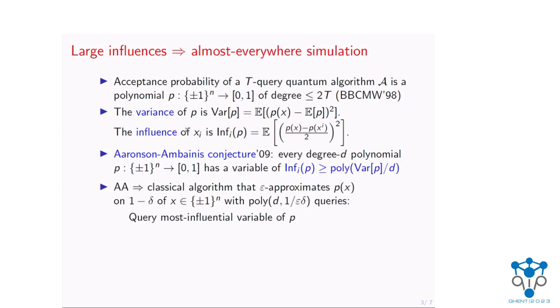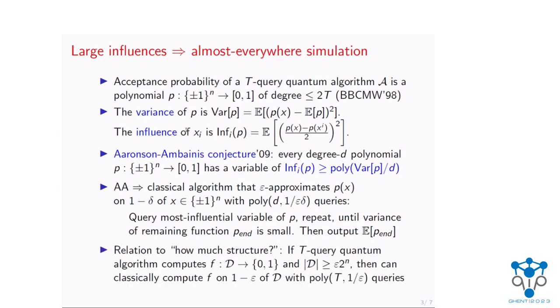At every step, because you are querying influential variables, the variance of the remaining function is going to drop in expectation. So you keep doing this until the variance is very small, let's say much smaller than epsilon squared or something like that. At that point you're almost done, because if you have a polynomial with very small variance, that means that on almost all possible inputs it is close to its expectation. If you have a variance bound, you can use something like Chebyshev's inequality. So what is your classical simulation going to do once the variance has dropped to something small? It's just going to output the expectation. So this is the classical simulating algorithm that you get. It's quite easy if the Aaronson-Ambainis conjecture is true.